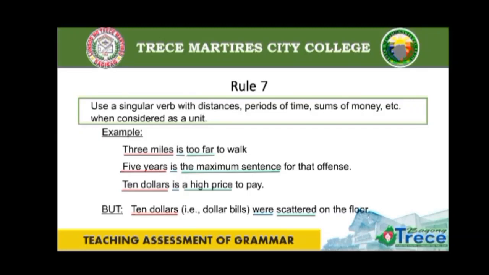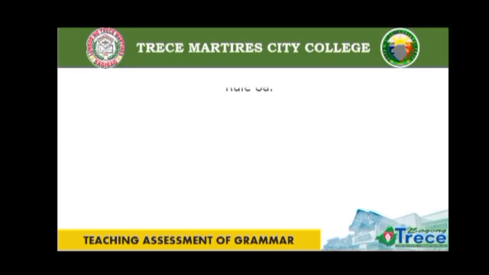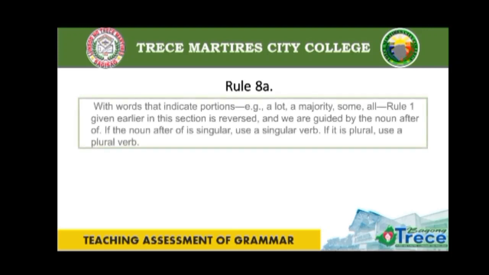Now, let's discuss the next rule, which is rule number 8. In rule number 8, we have two rules. The first rule is with the words that indicate portion. Example: a lot, a majority, some, all. Rule number 1 given earlier in this session is reversed, and we are guided by the noun after of. If the noun after of is singular, then use a singular verb. If plural, use a plural verb.